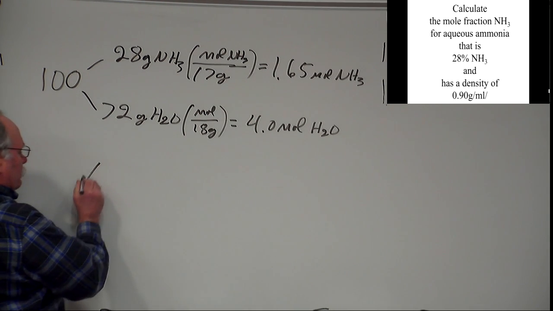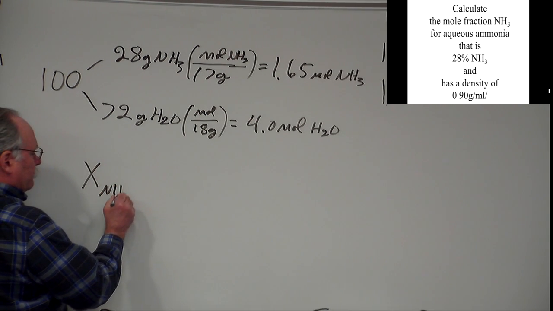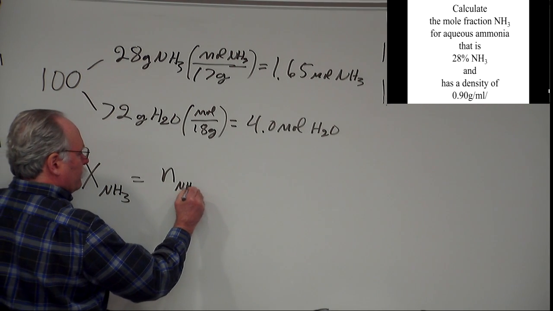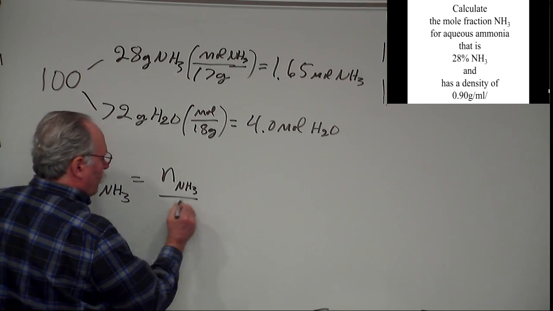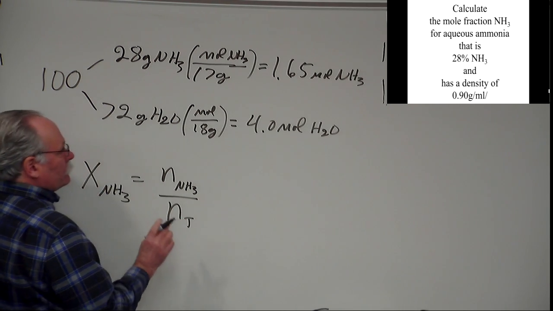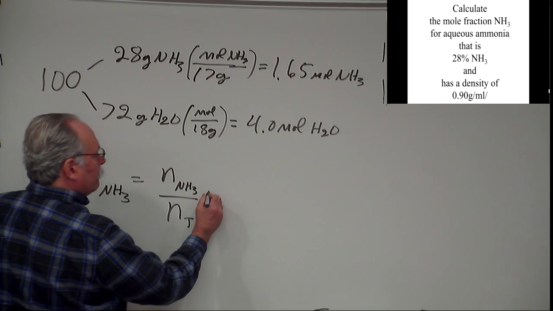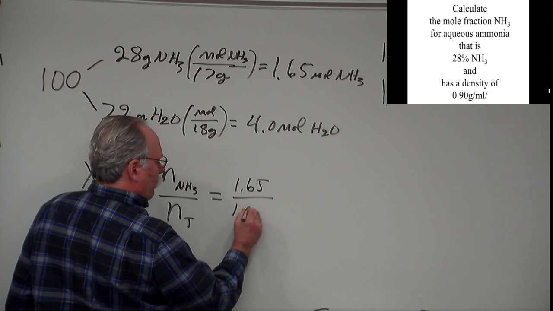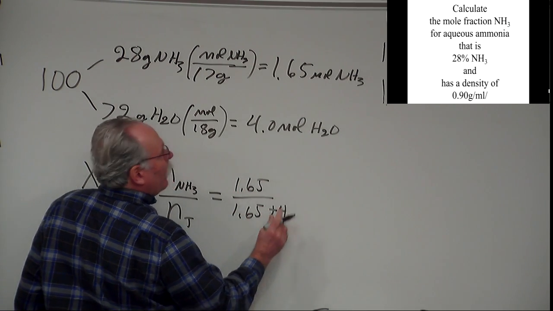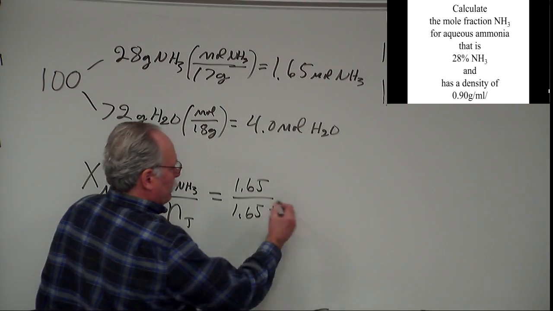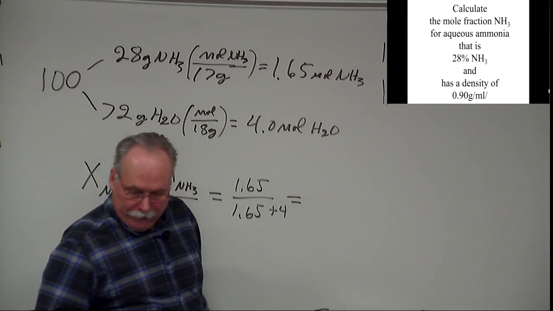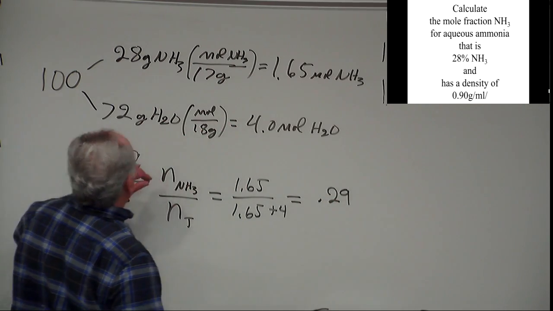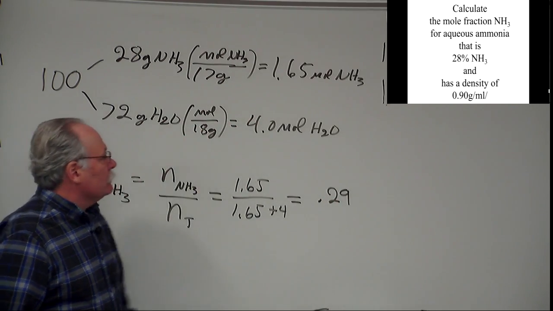Okay, now what do I know? I know the mole fraction of the ammonia is equal to the moles of ammonia. Remember, we use small n as the symbol for moles, over the moles total, which is the moles of ammonia plus the moles of water, which is equal to 1.65 over 1.65 plus 4. I could have added that as 5.65, but I wanted to show it. And now I get out my calculator, and I get 0.29. And since the original question was in 2 sig figs, my answer is in 2 sig figs.